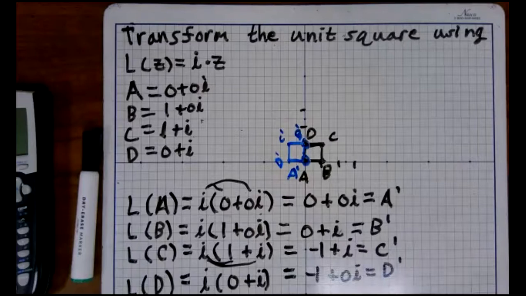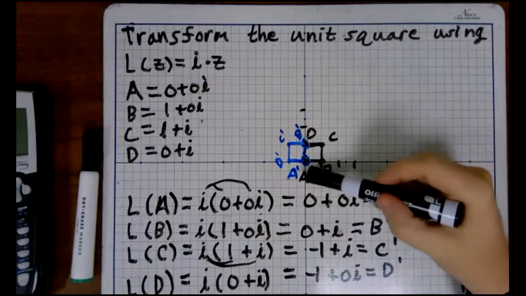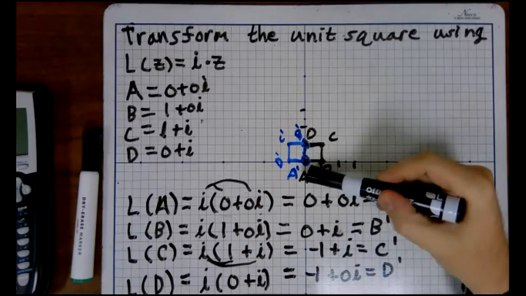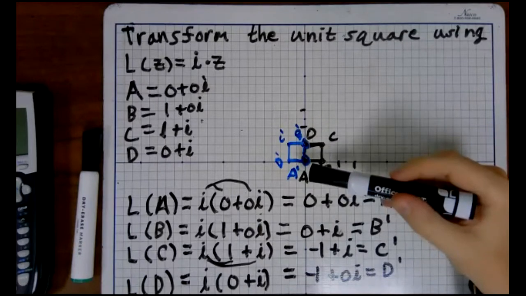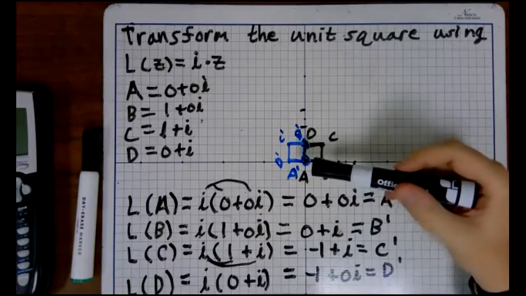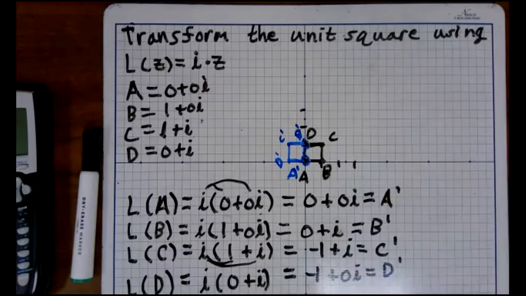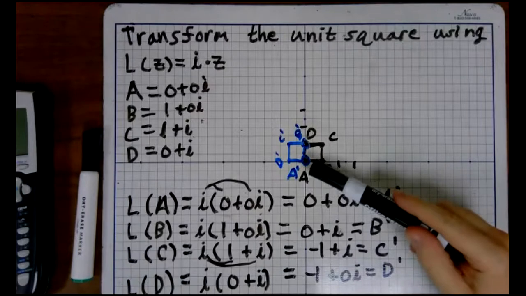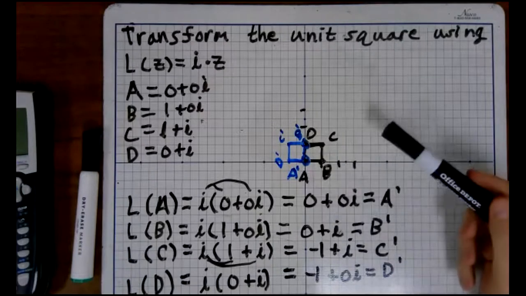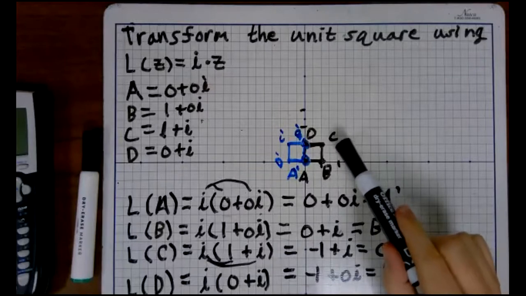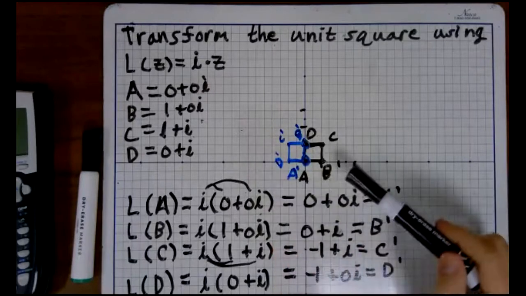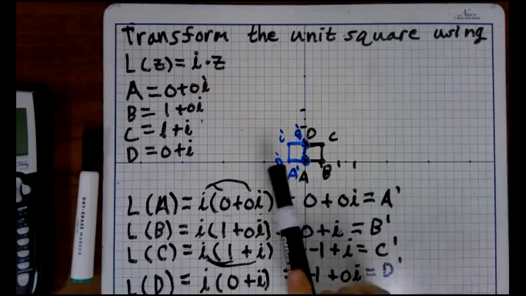Look at each of these points. Did A move at all? Yeah, A didn't move at all. Okay, now a couple of people are changing their thoughts. Okay, is it a reflection? Well, it might be. It looks like if A reflected over the y-axis, then it would end up at the same place. And that sure looks like C reflected. C went over to here. But look, did B reflect over here?